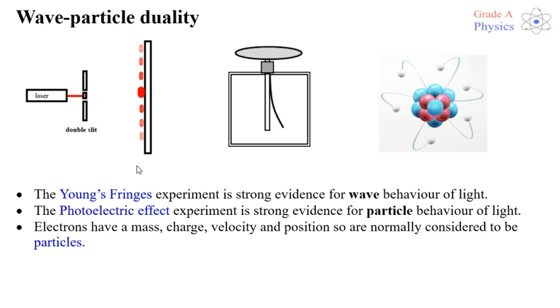Earlier on in this series of videos, we looked at the gold leaf electroscope, which is the photoelectric effect, and we said this was strong evidence for the particle behavior of light. So we've got two distinct models, wave behavior, particle behavior. And normally we assume a lot of particles in physics, for example, electrons, behave as particles because they have a mass, they have a charge, they have a velocity and a position. So we would normally assume that electrons behave as particles.